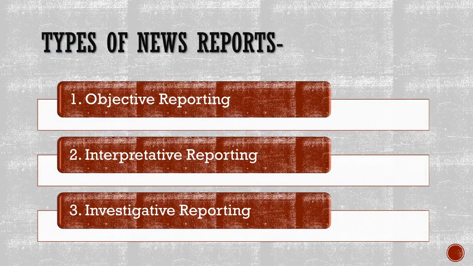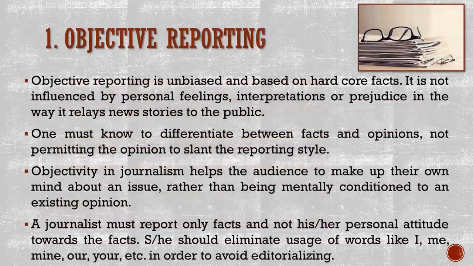Types of news reports: objective reporting, interpretative reporting, and investigative reporting. Objective reporting. Objective reporting is unbiased and based on hardcore facts. It is not influenced by personal feelings, interpretations, or prejudice in the way it relays news stories to the public.